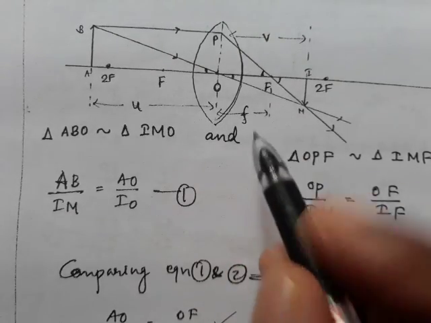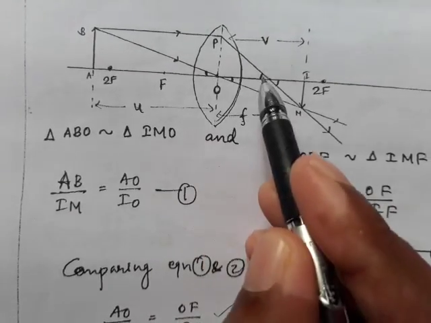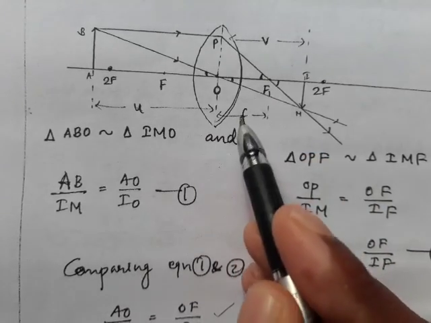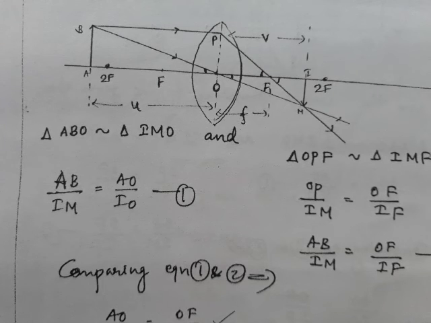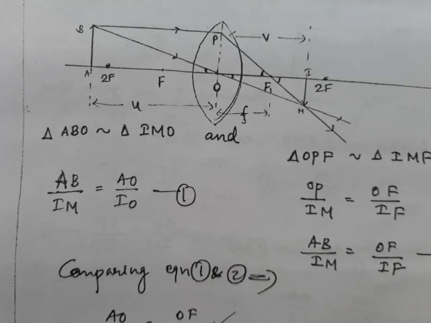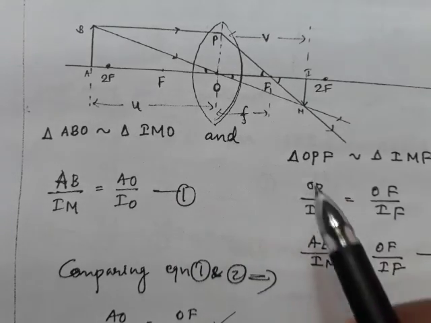Now there is a term OF. OF is the focal length, small letter f. That is positive as it is on the right side. There is one more term coming, that is IF.